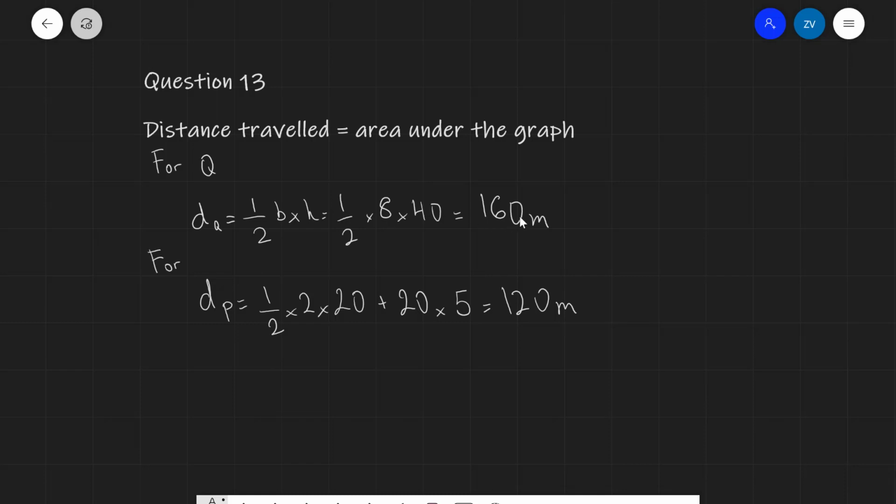Now for P, the expression is just below, so d P is equal to a half times 2 times 20. This is the triangular portion of the graph plus the rectangular portion of the graph, which is just 20 times 5, which is going to give us 120 meters. Now let's take away those two numbers. So obviously 160 take away 120. We're going to have a distance between the two cars being 40 meters, i.e. the correct answer is A.